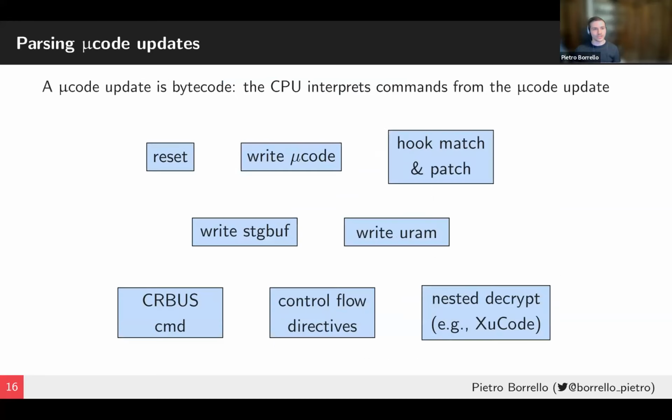We even reverse engineered how microcode updates get parsed after being decrypted. And to our surprise, we discovered that the microcode update is actually bytecode. So the CPU, when it's installing a microcode update, is actually interpreting a bytecode or commands from the microcode update itself that teach it how to improve and update itself. So you will have commands to reset internal states, write different microcode values, send commands to internal components, and even control flow directives, making microcode updates a fully Turing-complete language.